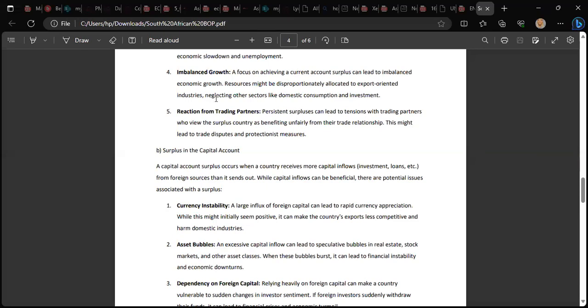And then again, reactions from trading partners. Persistent surpluses can lead to tensions with trading partners. A very classic example here is China and the US, the trade war. I think you must have seen that about a year or two ago. It got so intense that the United States, in retaliation, banned certain software from operating in phones like the Huawei, right?